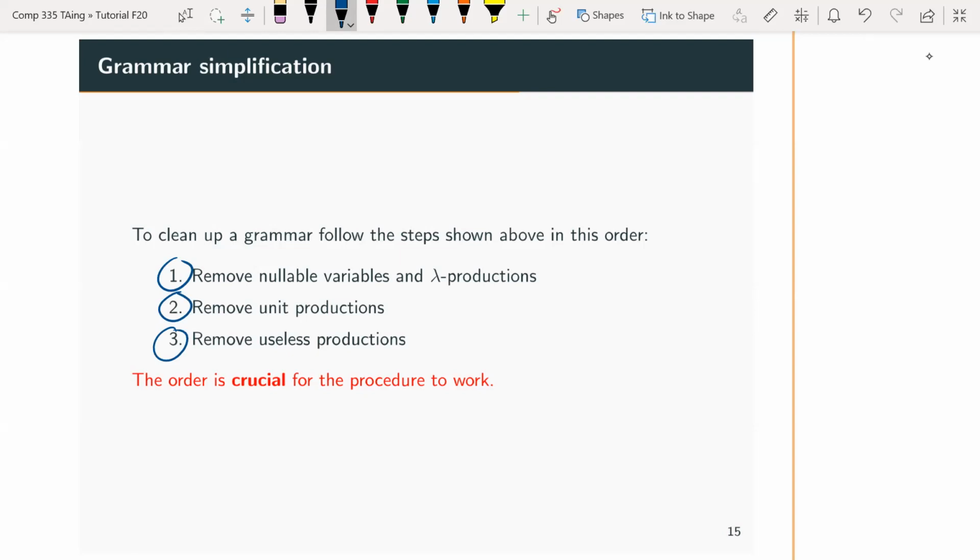And what's very, very important to know is that this is the only order that's going to 100% give you a simplified grammar at the end. If you start with 2 and then do 1, you might not have a fully simplified grammar. So what's important for you to remember is obviously how to do each of these steps, but also that the order of the steps is very important.